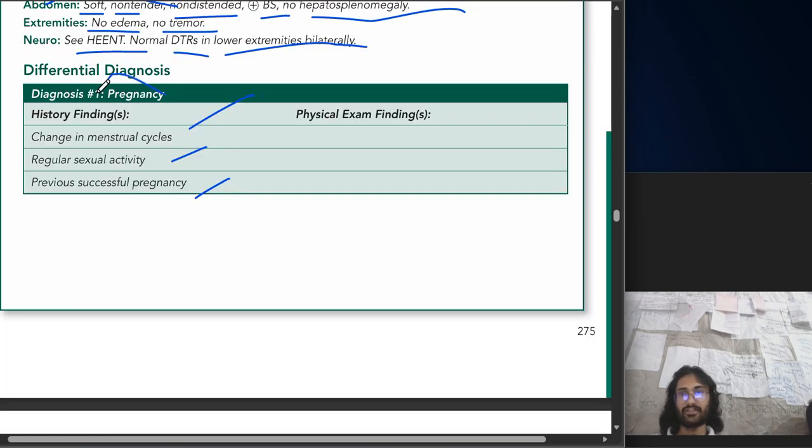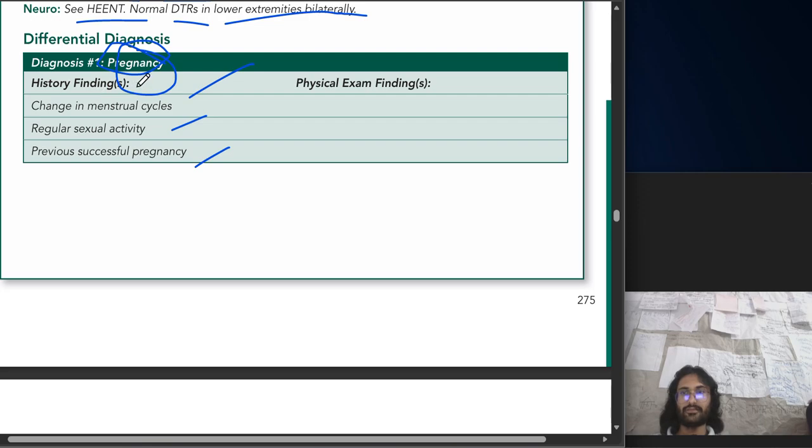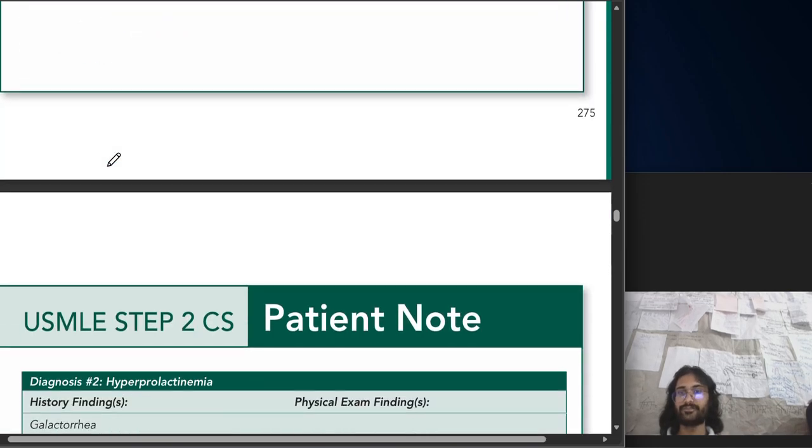So the first differential diagnosis which comes to our mind is that she is pregnant. Why? Because the history suggests that she is pregnant. First thing, change in menstrual cycle. Second thing, regular sexual activity. Third thing, previous successful pregnancy.